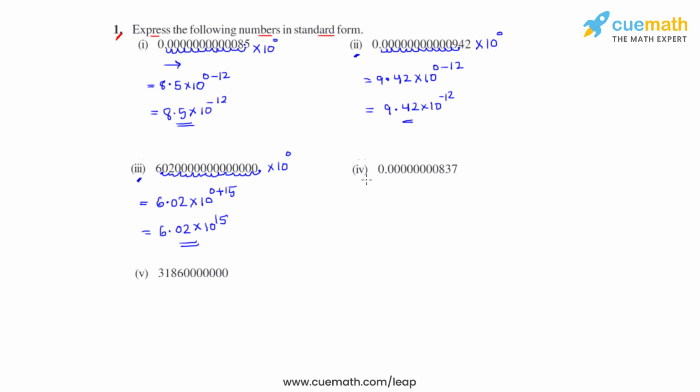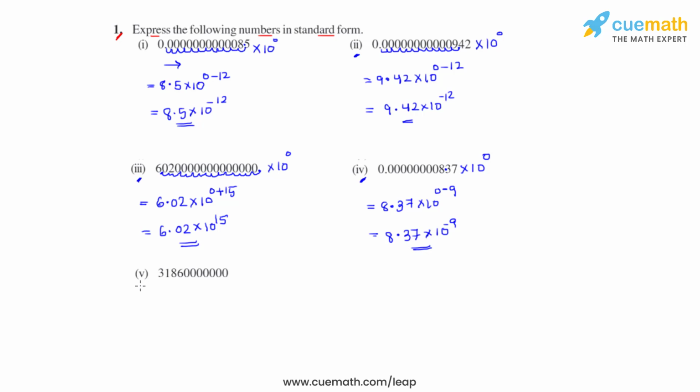Now for the fourth bit, again the decimal is to be moved towards right so that it is between 8 and 3. We first write it as a product of the given number and 10 raised to 0. Now on counting we get that the decimal is to be moved 9 places towards the right direction. So we get it as 8.37 times 10 raised to 0 minus 9. So that gives us the answer as 8.37 times 10 raised to negative 9 as the standard form for the number which is given in the fourth bit.